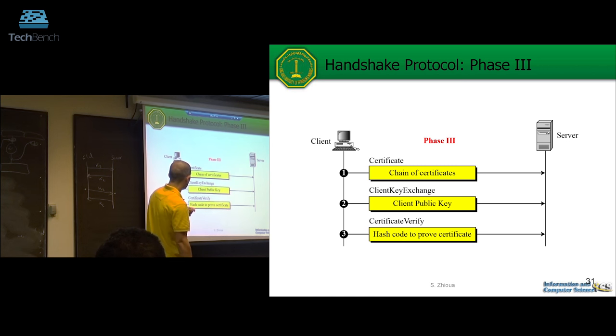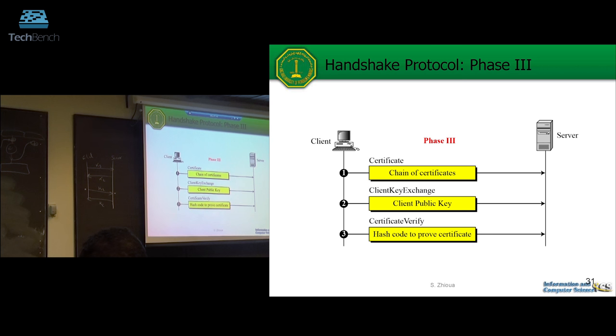Then it sends a certificate verified message. So basically, here the client, to prove that he owns the public key, will compute a certain hash value, I think a hash of these two messages or some known data, and then it will hash it and sign it with its private key, to show the server that yes, I am the one who has that public key. So this is the hash code to prove the certificate.